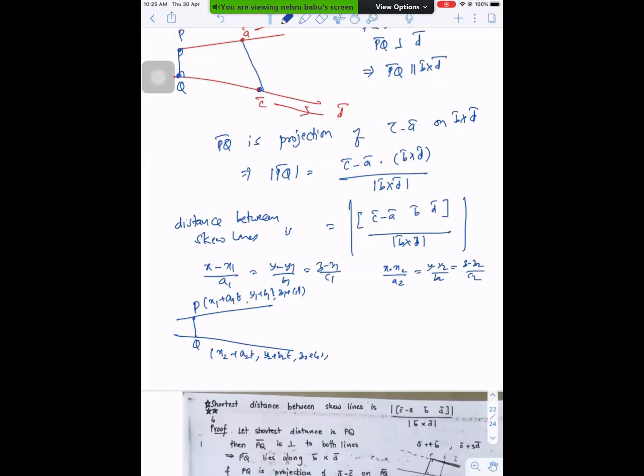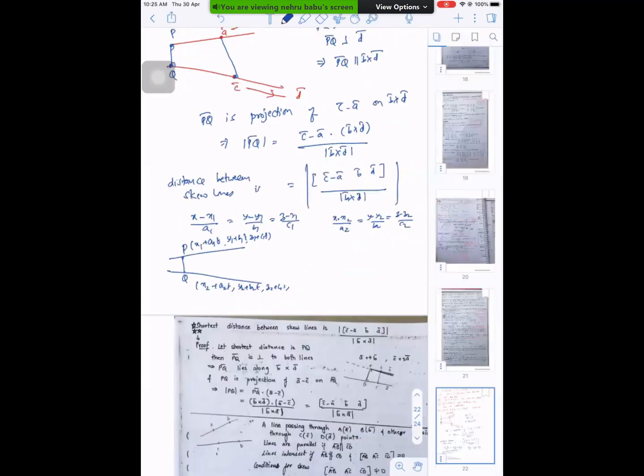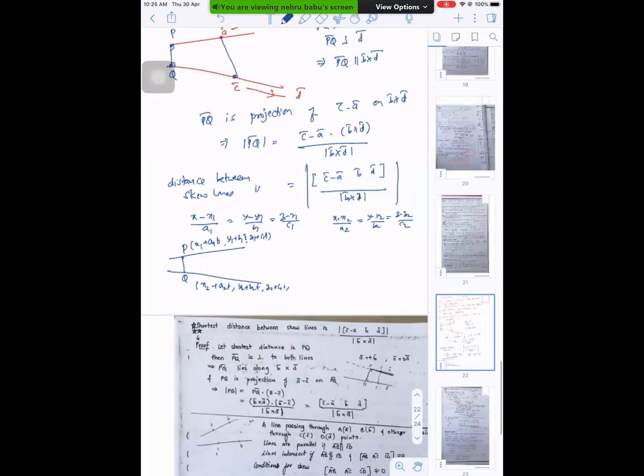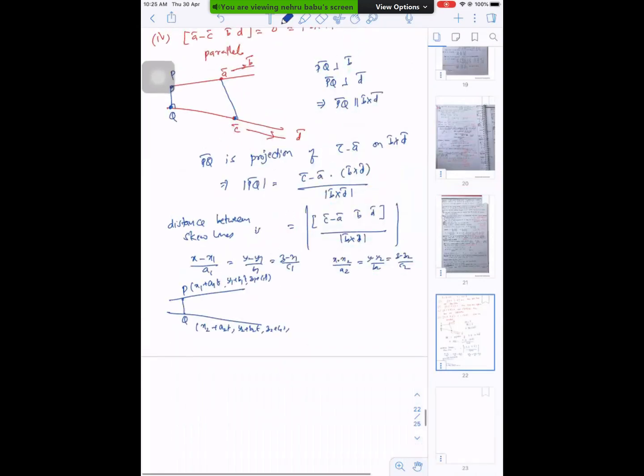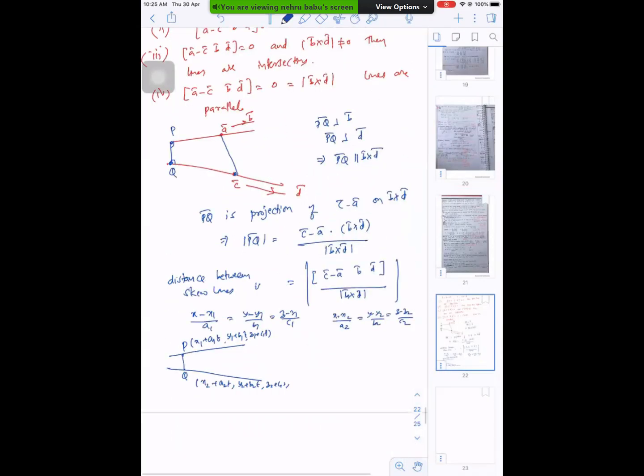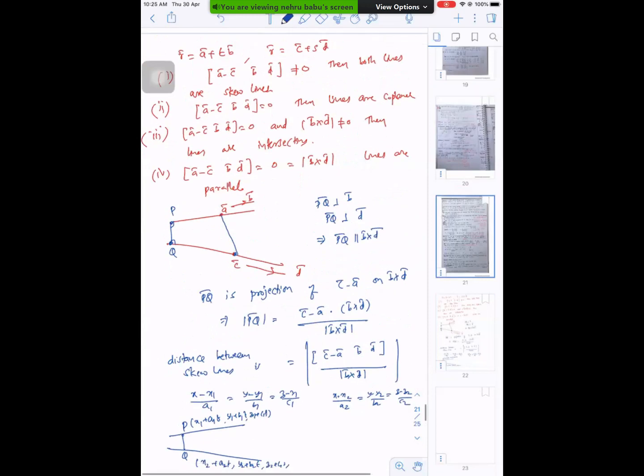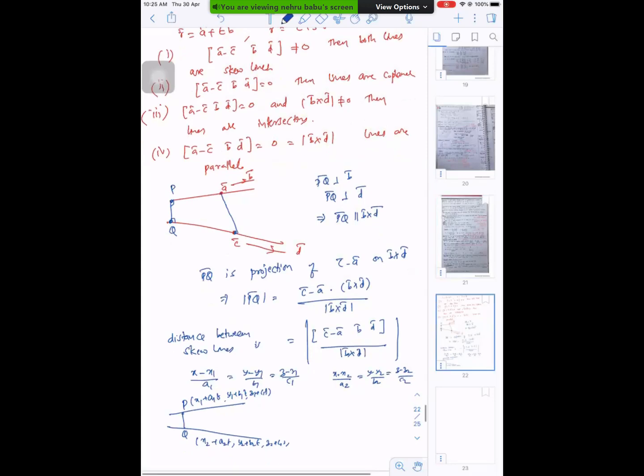Even if you take r bar also, it is the same thing, but students are more comfortable with the Cartesian equation, that's why I chose this. But the same logic applies here too. If you take r bar equal to a plus t b bar, and c plus s d bar, you can write t1 and s1 instead of t and s for the PQ points. Then you can find the PQ vector.